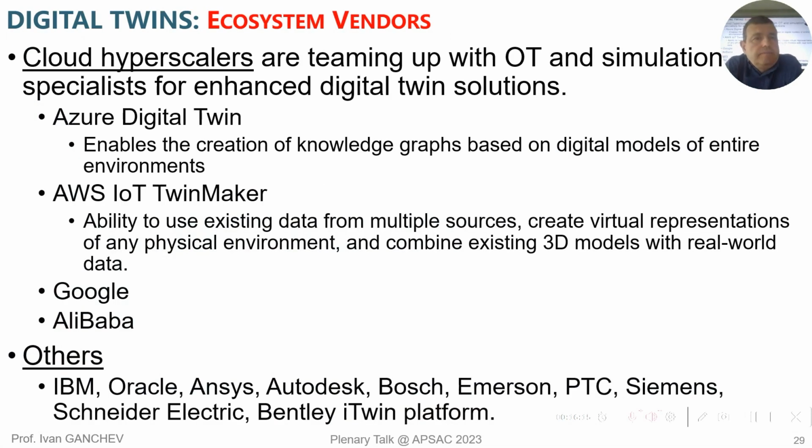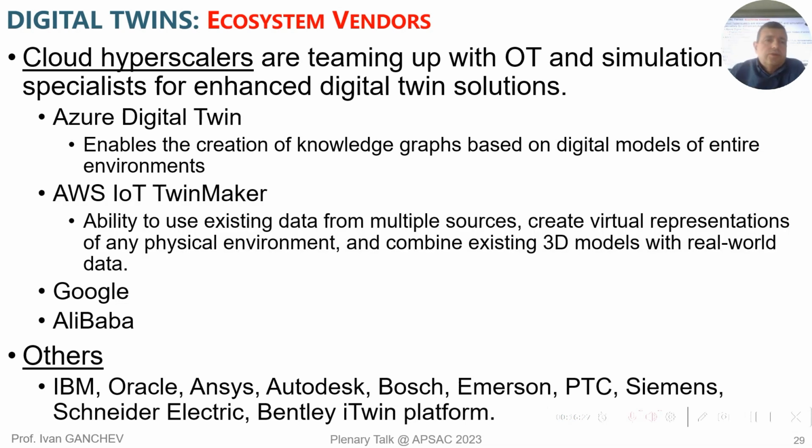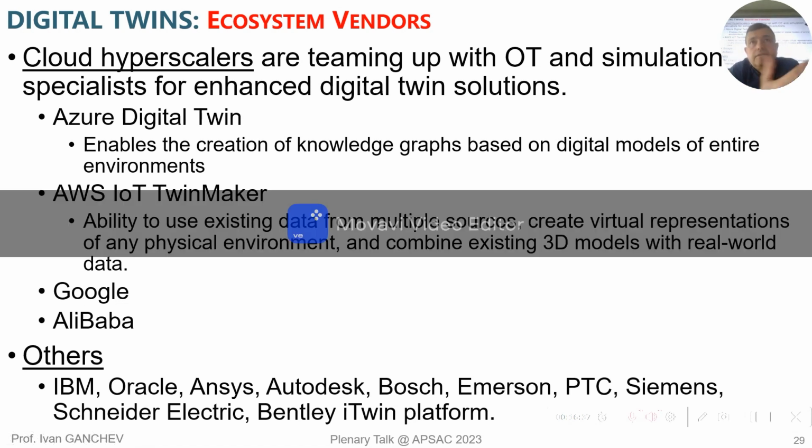Okay, in the digital twins ecosystem, the main vendors could be split in two groups. The first one, which is the most influential, are the cloud hyperscalers, including Microsoft, Amazon, Google, Alibaba, etc., and the others.